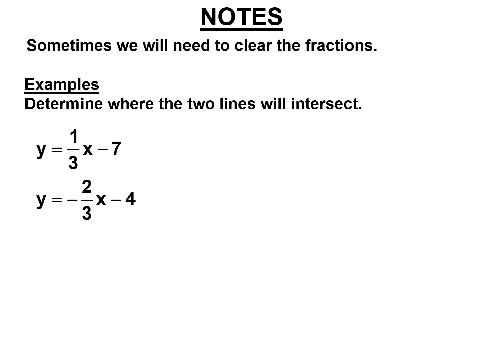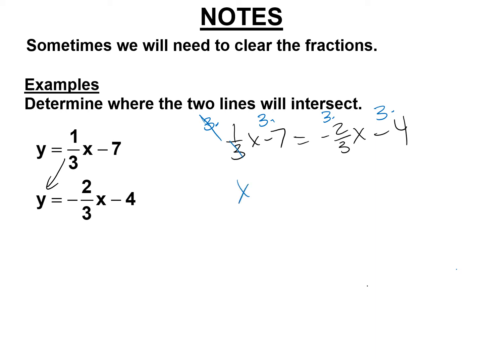So let's do this one. So the tricks we learned at the beginning of the year are still going to be useful. Now, we could add 2/3 x to both sides. That would actually work pretty well here in this particular case. But let's clear our fractions, right? We're going to multiply both entire sides by 3, distribute that 3. This cancels out. You get 1x minus 21. These cancel out. You get minus 2x minus 12.